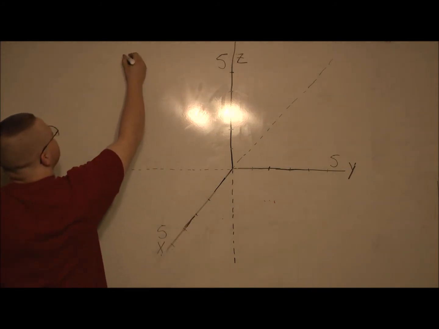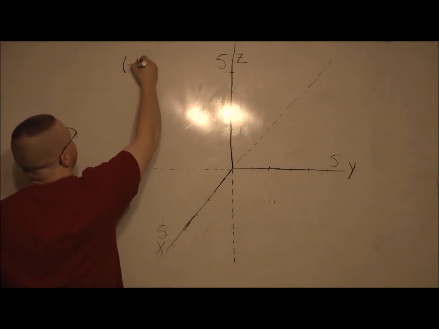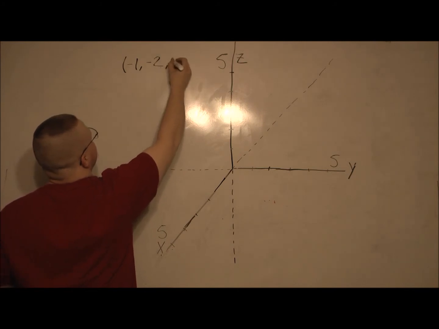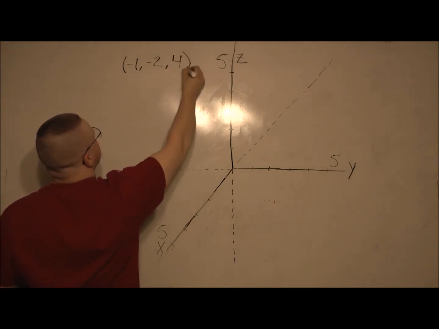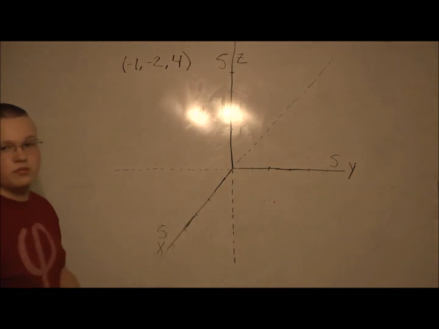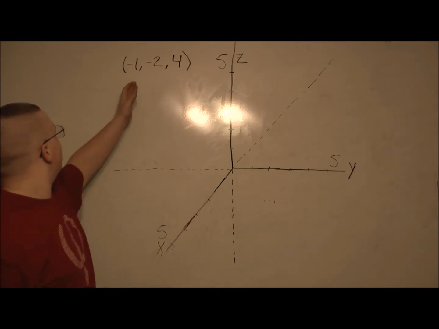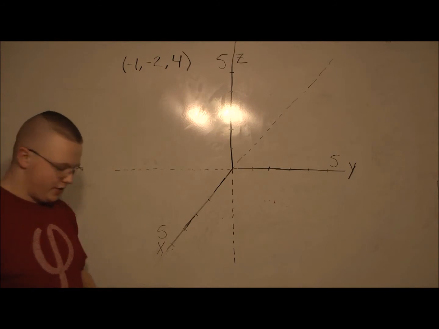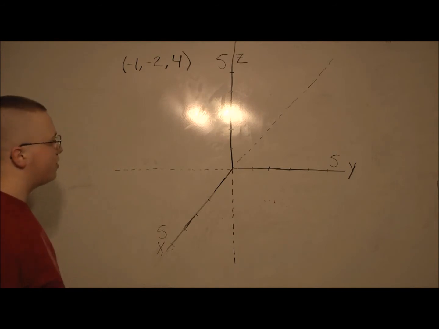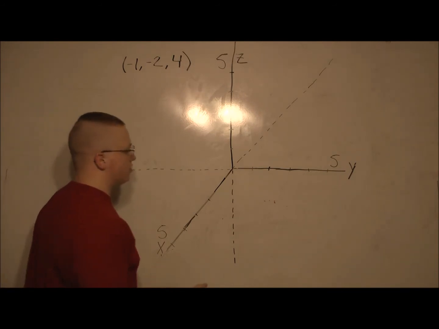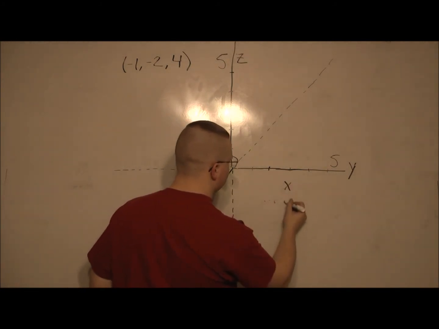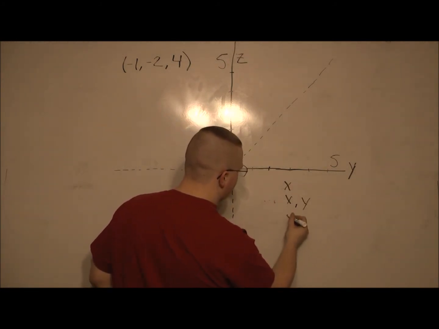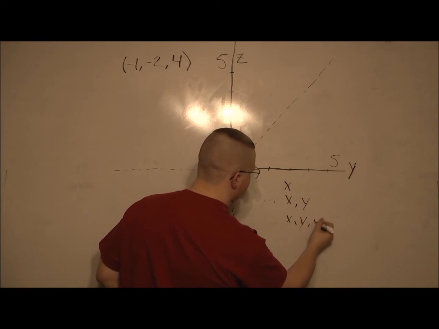So let's take the point -1, -2, 4. It looks very similar to our last point, which was 1, 2, 4, but now we added in negatives for 2 of the 3 values. So now we're going to go back to our original process, where we go x, then x comma y, and then x, y, z.